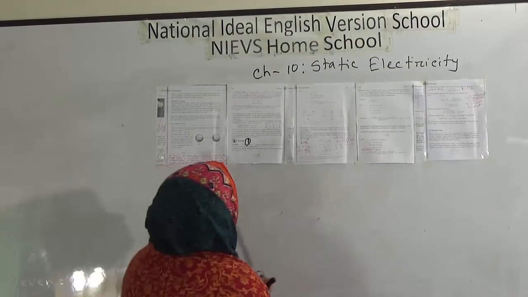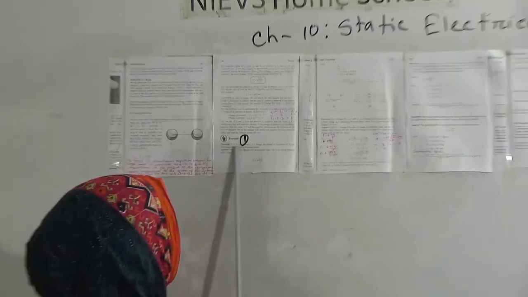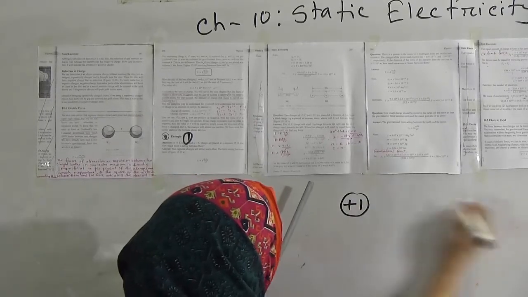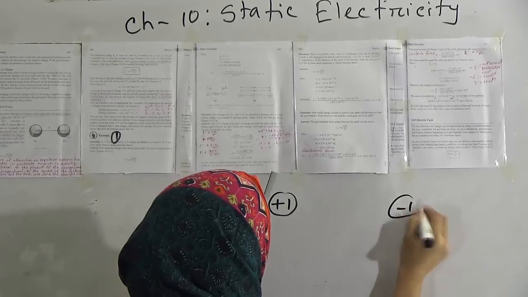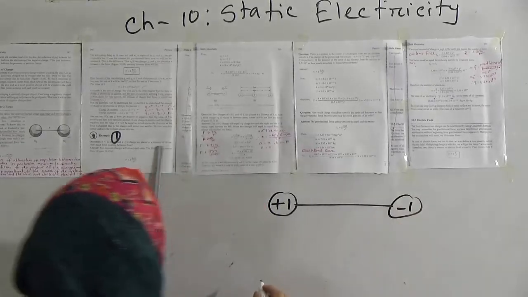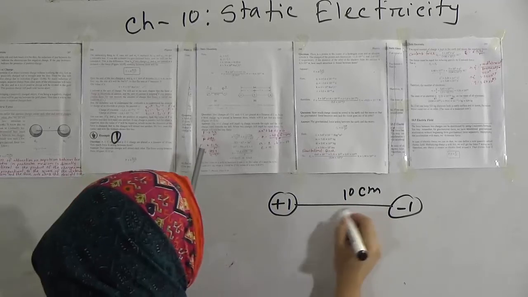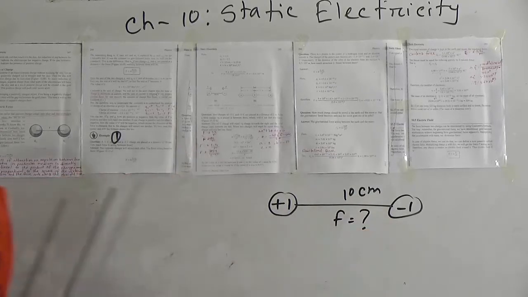See, here are given a plus 1 Coulomb charge and a minus 1 Coulomb charge. Suppose this one is plus 1 Coulomb charge and this one is minus 1 Coulomb charge, and the distance between these two charges is 10 centimeter. We have to find out the force between them.